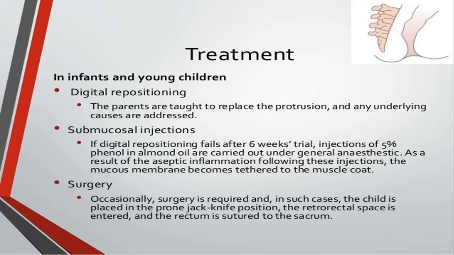Second is submucosal injections. If the parents tried digital repositioning but it fails after almost a 1 month, 6 weeks trial, then injection of 5% phenol in almond oil is carried out under general anesthesia. As a result of the septic inflammation following these injections, the mucous membrane becomes tethered to the muscle coat.